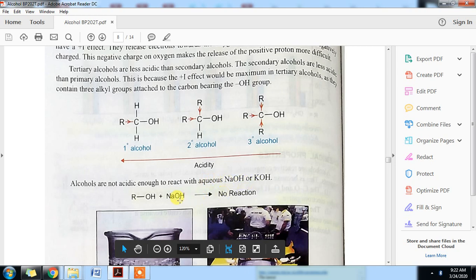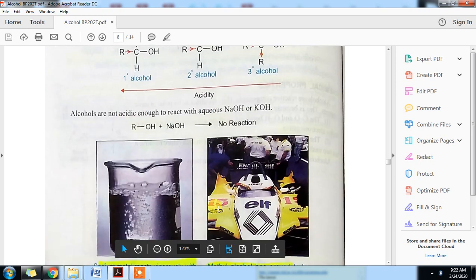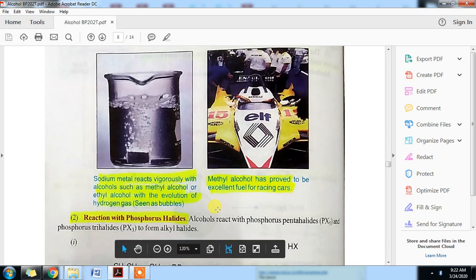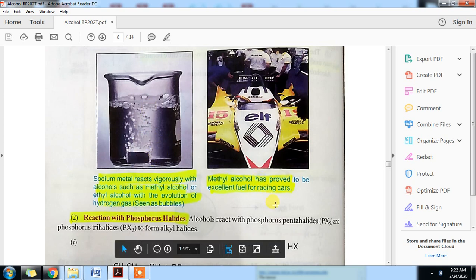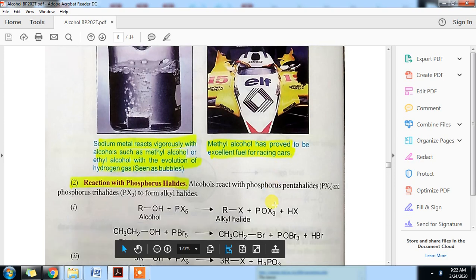If you take an aliphatic alcohol, I'm talking regarding the aliphatic alcohol, it is not going to react with sodium hydroxide; it is supposed to react with the aromatic alcohol only. So you always remember this one. This is one example of how the reaction occurs, with the bubbles. And methyl alcohol is used as an excellent fuel for cars due to some different properties. This is a use of alcohol, you may remember that.